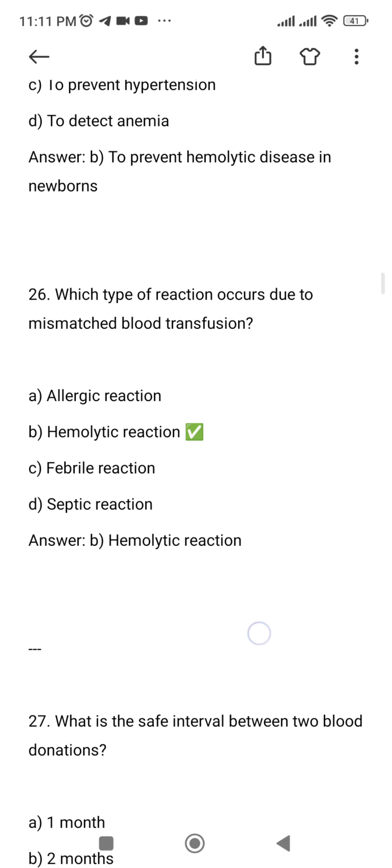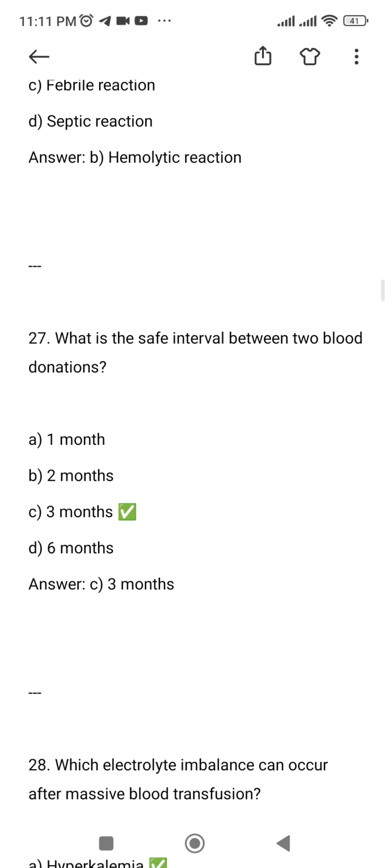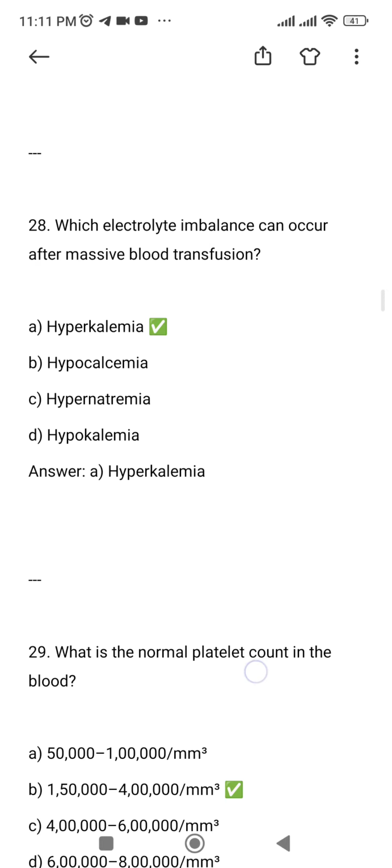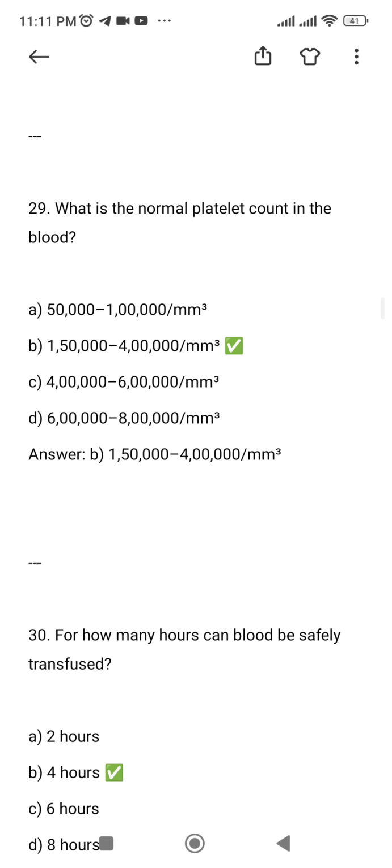Which type of reaction occurs due to mismatched blood transfusion? Hemolytic reaction. What is the safe interval between two blood donations? 3 months. Which electrolyte imbalance can occur after massive blood transfusion? Hyperkalemia. What is the normal platelet count in the blood? 1.5 lakh to 4 lakh.